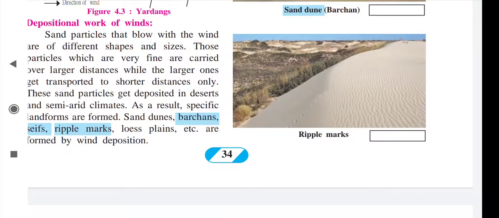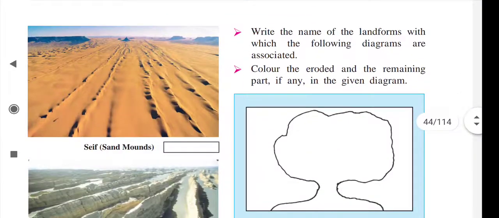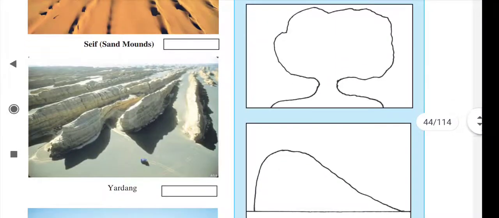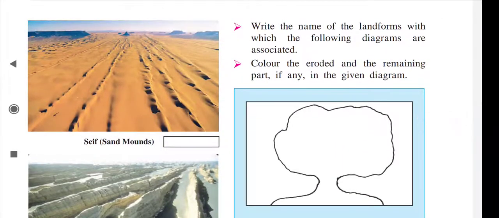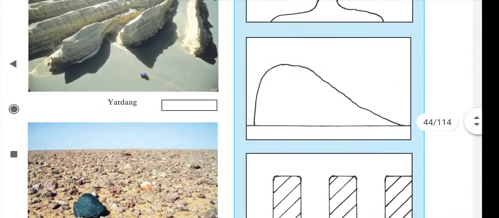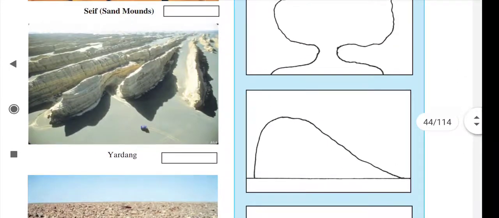Ripple marks, because of this erosion. Next is given safe, so it is because of erosion. Next is given, so safe, it is because of deposition and transportation. Next is given yardung, it is because of the erosion.